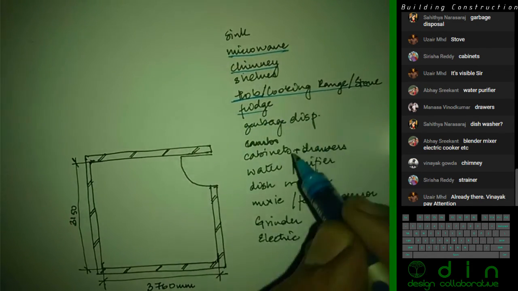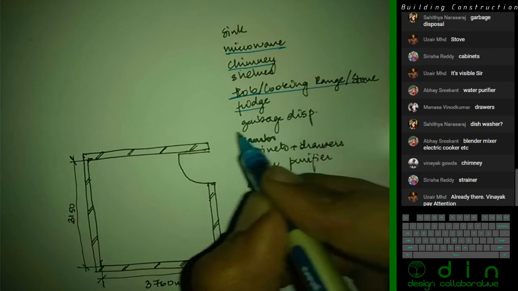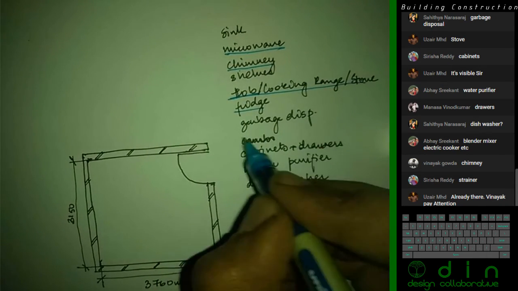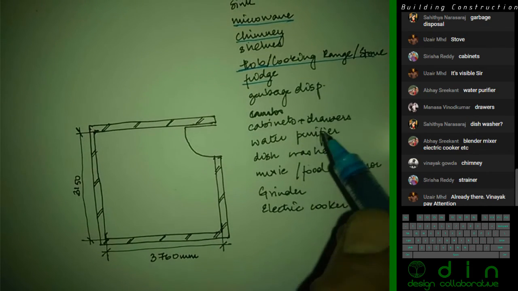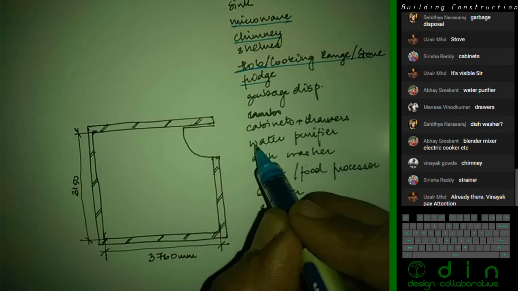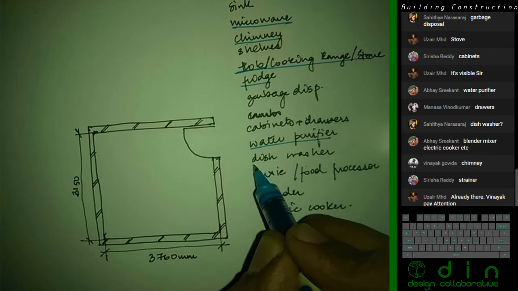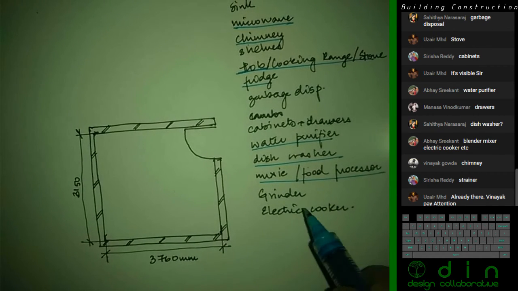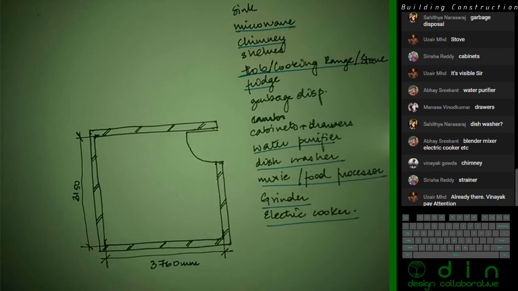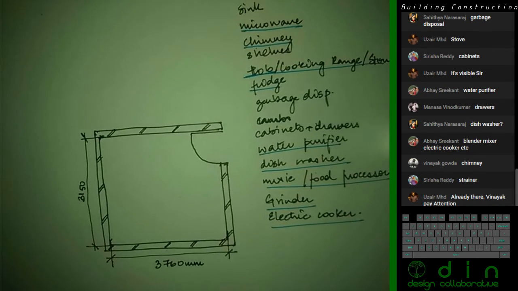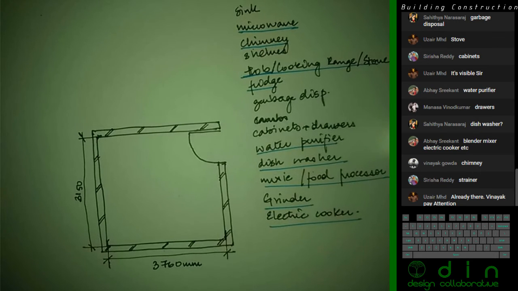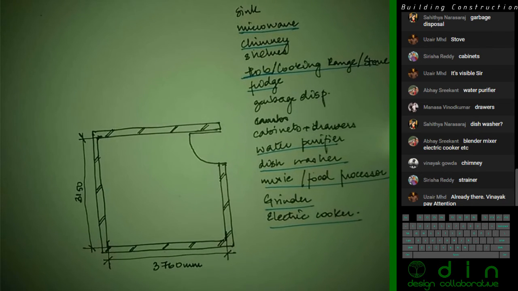The fridge needs electricity. The garbage disposal, as in there are electric versions of this, but we are not considering those for this particular exercise. The water purifier, the dishwasher, the mixie, food processor, grinder, electric cooker, and so on. Right. So, what's a strainer? As an appliance, or just one of those pots?